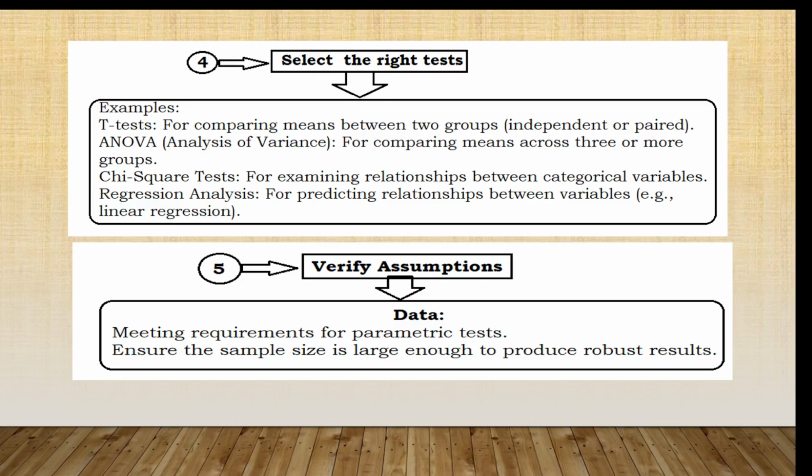Then number four, you select the right test. For example, you can select the t-test for comparing means between two groups, or ANOVA or chi-square, depending on what you want to analyze. Number five, you verify your assumptions. So you look at whether you are meeting the requirement for the parametric test or non-parametric. And this stage is very important because it will lead you to the selection of the right type of test, whether it is parametric, then what are the tests that you're going to use for analysis, or it is not parametric, then you have a number of non-parametric tests which are actually equivalent to the parametric tests.